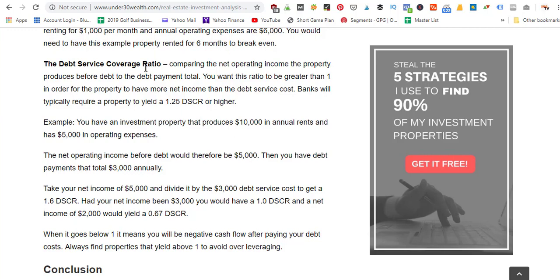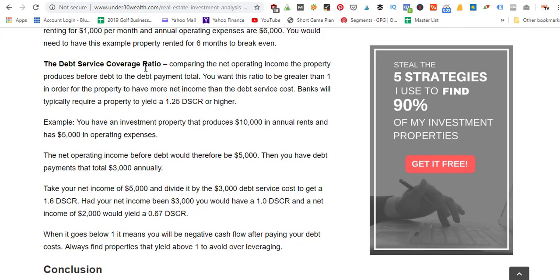If it was about break even, meaning you were only netting about $3,000 after all expenses. So again, you bring in $10,000 in rent, you spend $7,000 on operating expenses. Now you're only cash flowing $3,000 before debt, and your debt is $3,000. That would be a 1-to-1 ratio. Your net income before debt would be equal to your debt payment. So you'd have zero cash flow, zero after-debt income on the property, and that's not ideal.